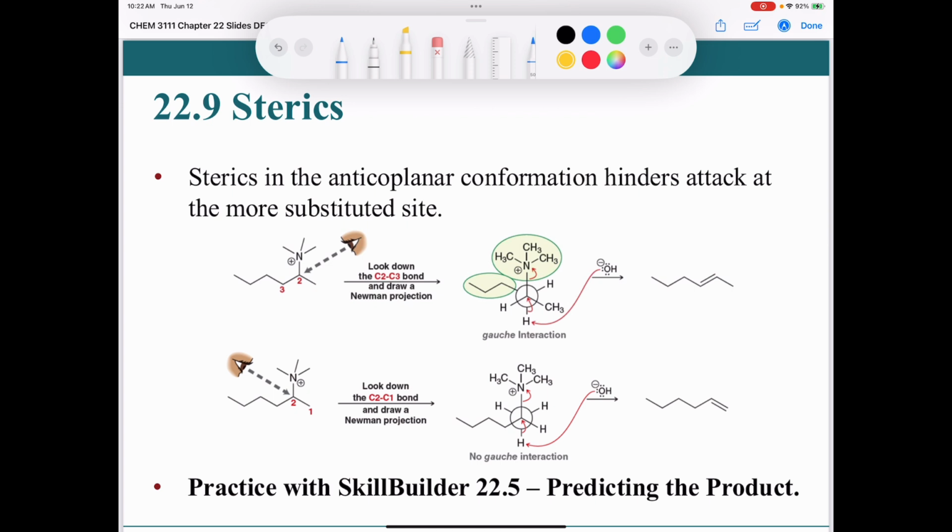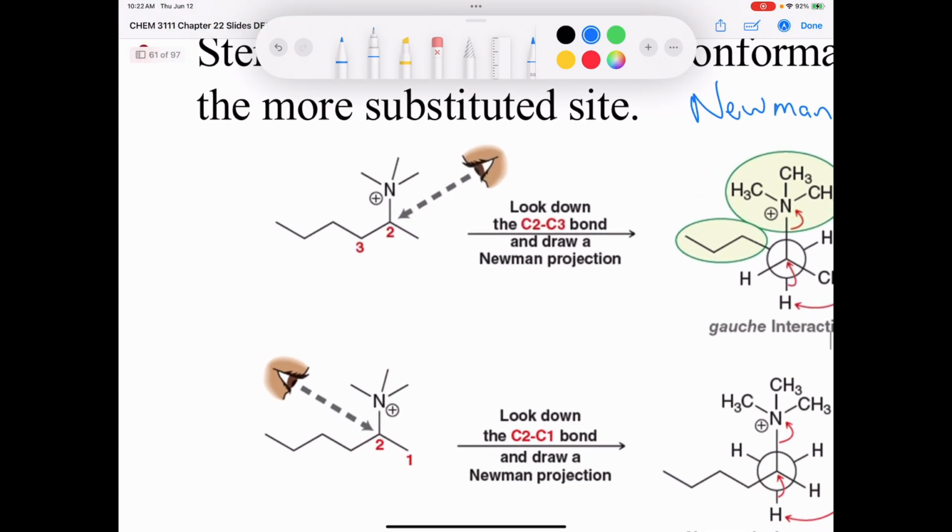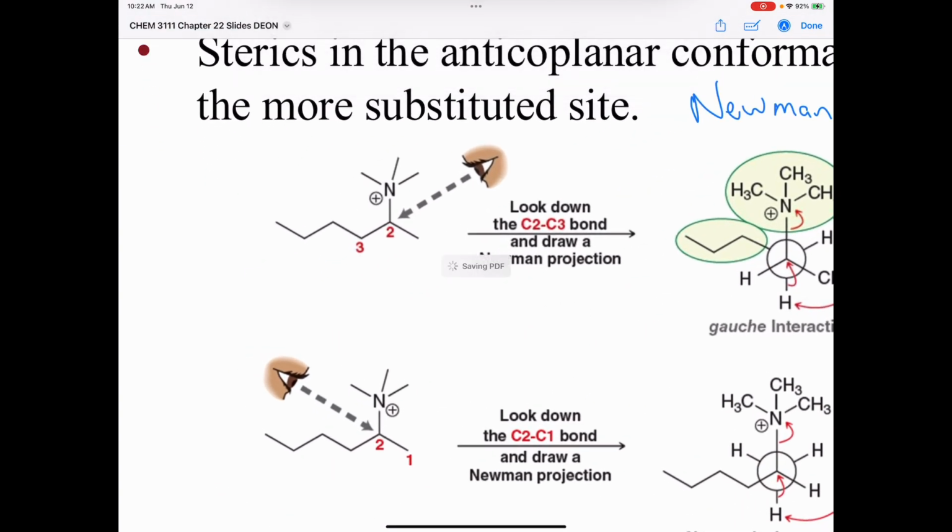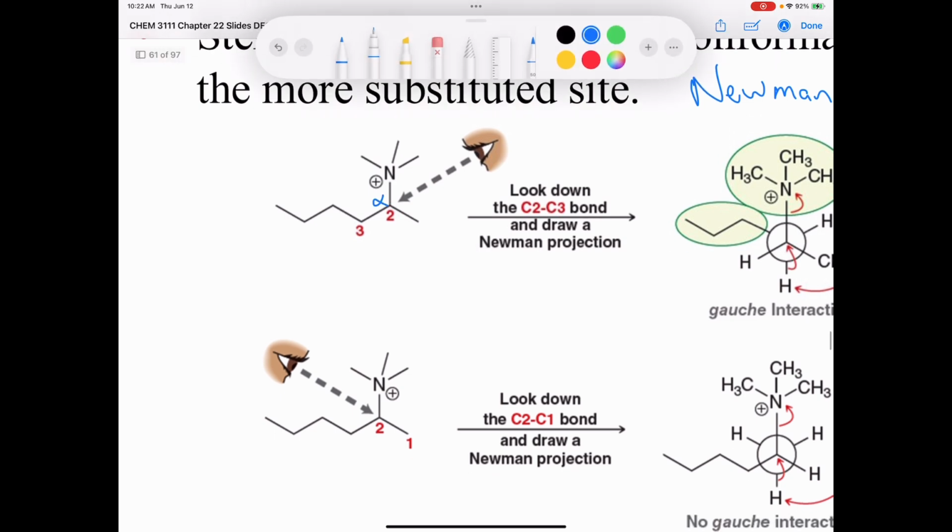Now, we're scientists. We have to ask, why is this? Why is it that we end up with the Hofmann product as the major product and not the Zaitsev product as the major product? Well, it goes back to our old buddy Newman, right? The Newman projection. So if you take a look at the Newman projection, be reminded that this carbon that's labeled number 2 here in both of these would be our alpha carbon, okay?